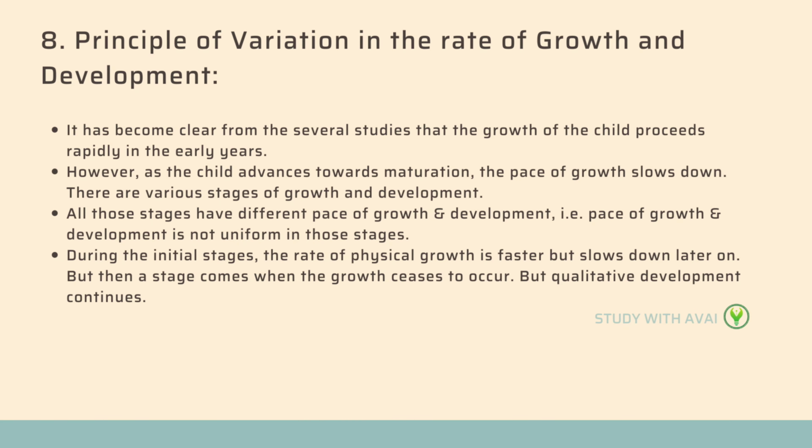8. Principle of variation in the rate of growth and development. It has become clear from several studies that the growth of the child proceeds rapidly in the early years. However, as the child advances towards maturation, the pace of growth slows down. There are various stages of growth and development. All those stages have different pace of growth and development, i.e., the pace of growth and development is not uniform in those stages. During the initial stages, the rate of physical growth is faster but slows down later on. But then a stage comes when the growth ceases to occur. But qualitative development continues.